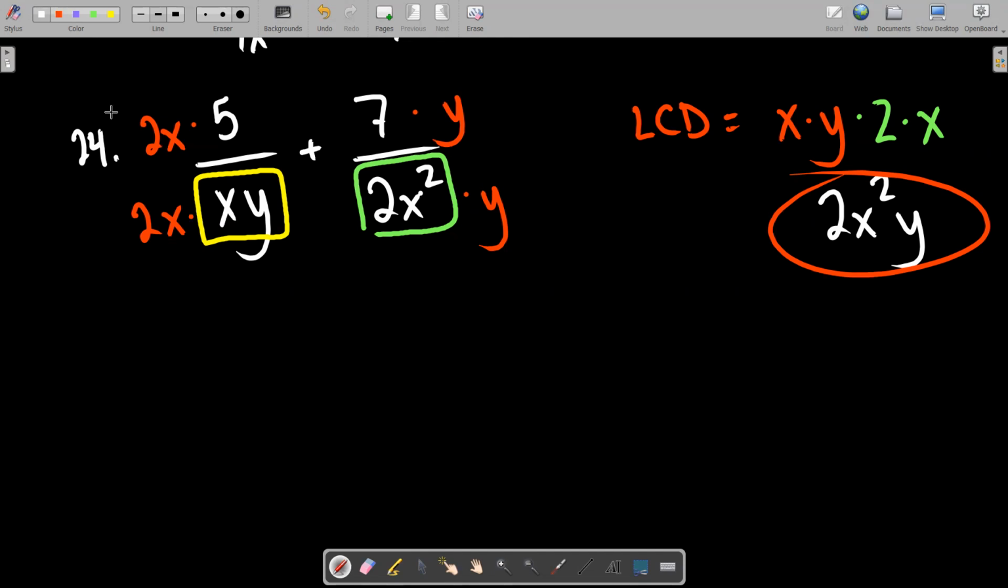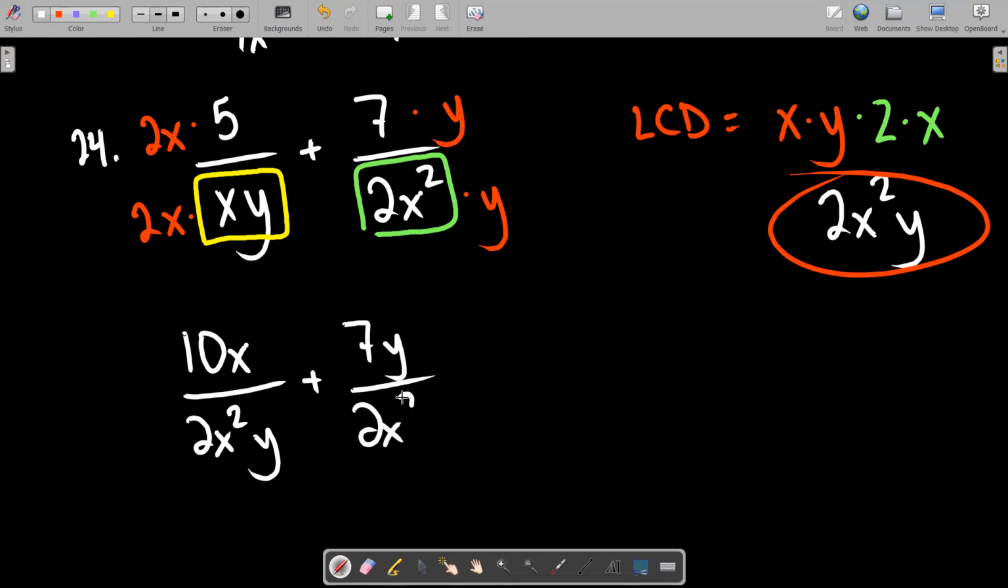At this point in time, I don't have two. I have 10x over 2x squared y plus 7y over 2x squared y. Mission accomplished, and now it's time to just blend. And you'll find yourself probably not showing this step as you start to get better at these. You'll just blend them as you go.